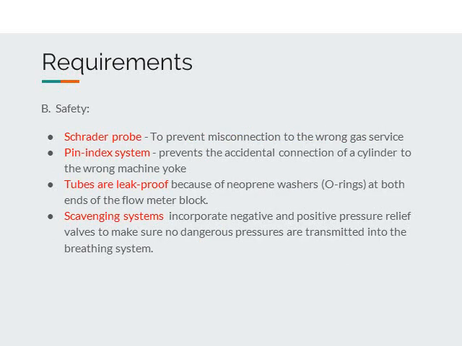Under safety requirements, a shader probe is used to prevent misconnection to the wrong gas service. A pin index system is used to prevent the accidental connection of a cylinder to the wrong machine. The tubes are leak-proof, and a scavenging system is used which incorporates negative and positive pressure relief valves.